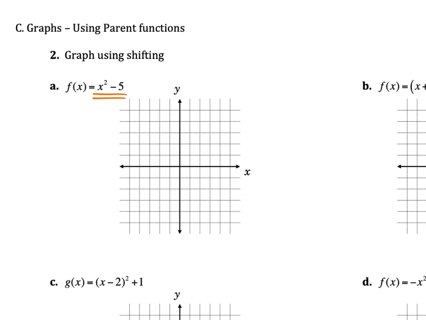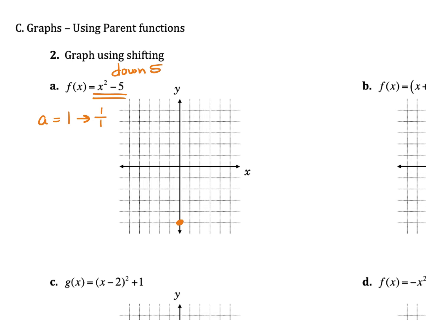Down 5, right? When it's minus 5 outside of the x squared, we're going down 5. Okay, so down 5: 1, 2, 3, 4, 5 is our starting point. What is our a value right now? A is 1, so that means we can essentially do one slope. So up 1 over 1, up 1 over 1 in both directions, one time, okay?